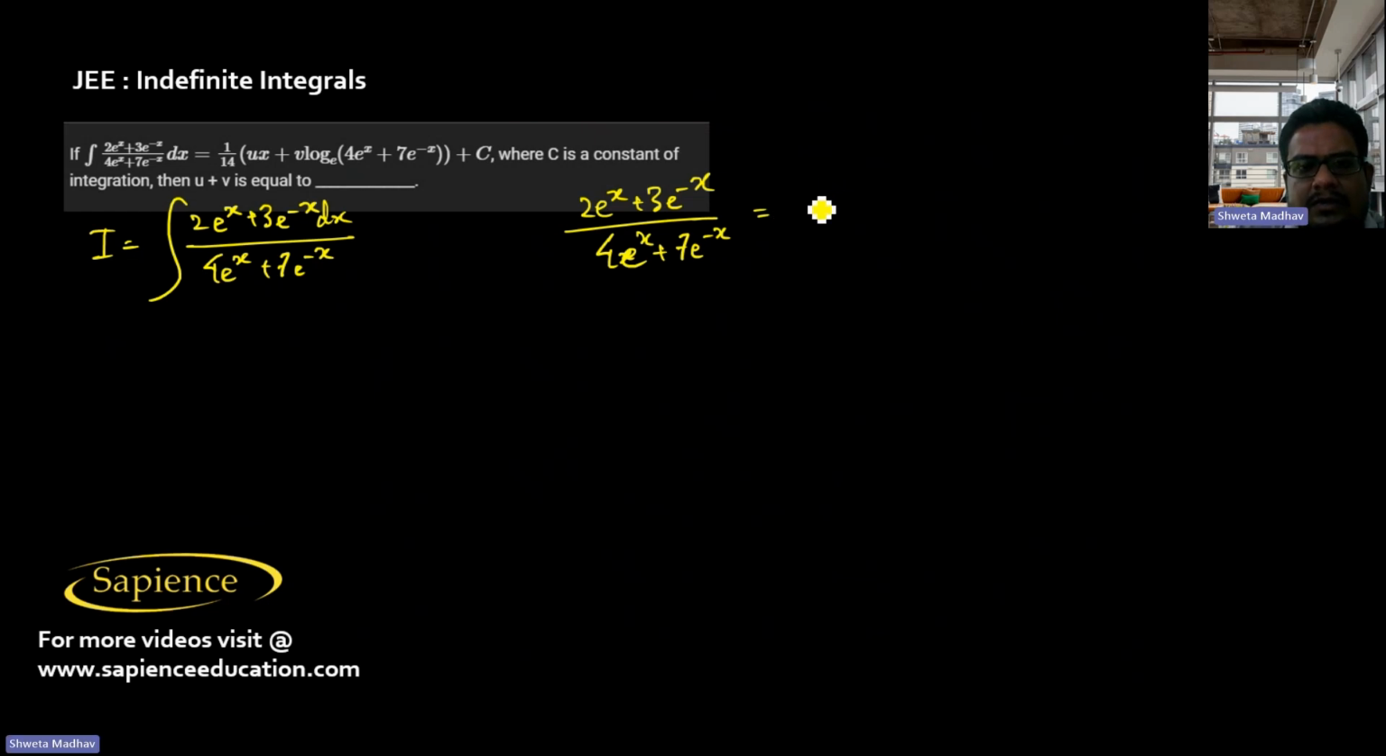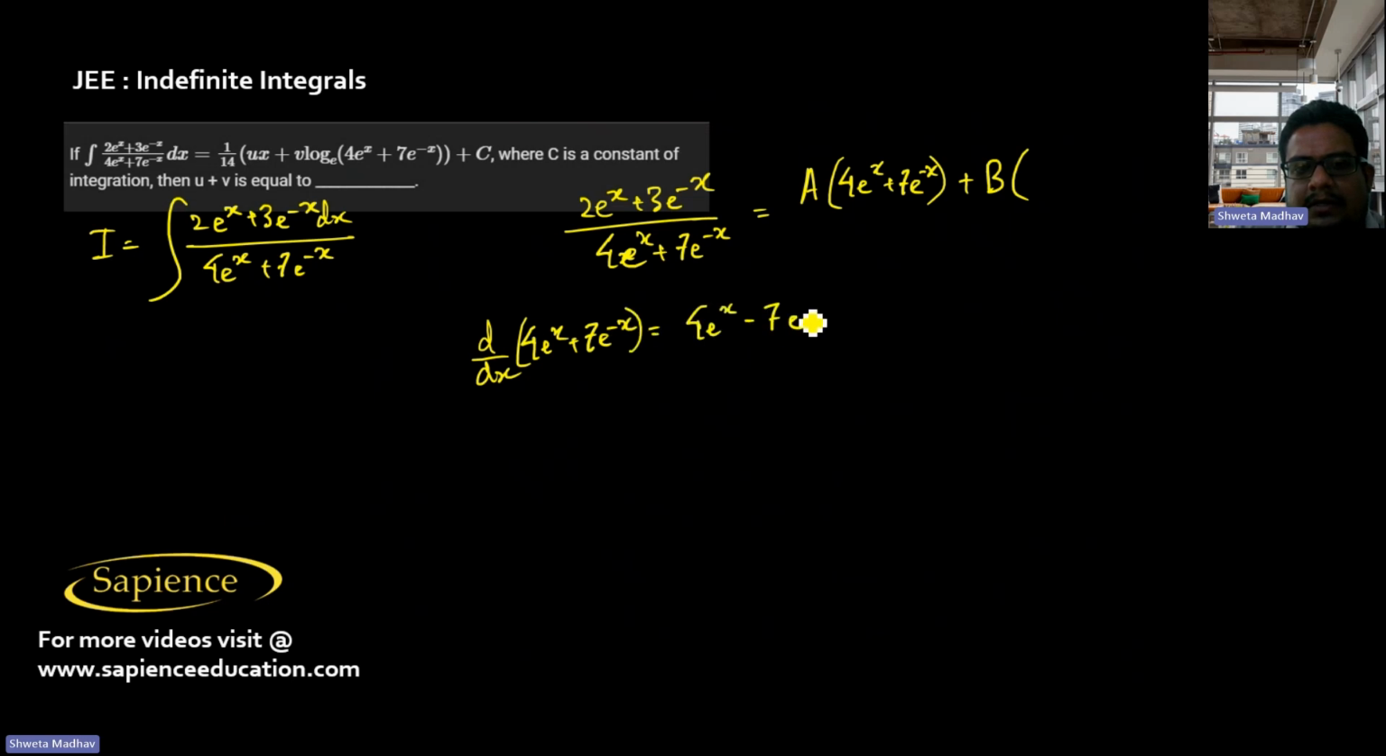a into 4 e power x plus 7 e power minus x, plus b into the derivative of this, which is d by dx. Now d by dx of 4 e power x plus 7 e power minus x will be equal to 4 e power x minus 7 e power minus x. So this will be 4 e power x minus 7 e power minus x by 4 e power x plus 7 e power minus x.